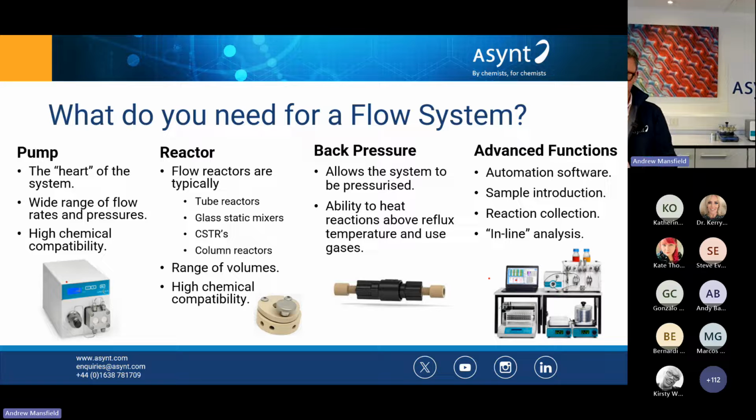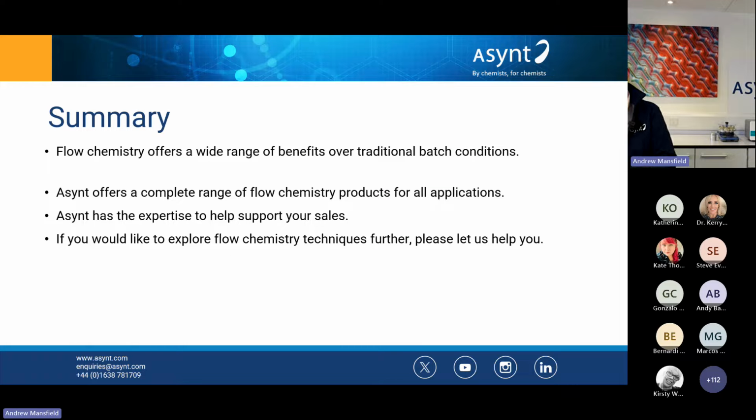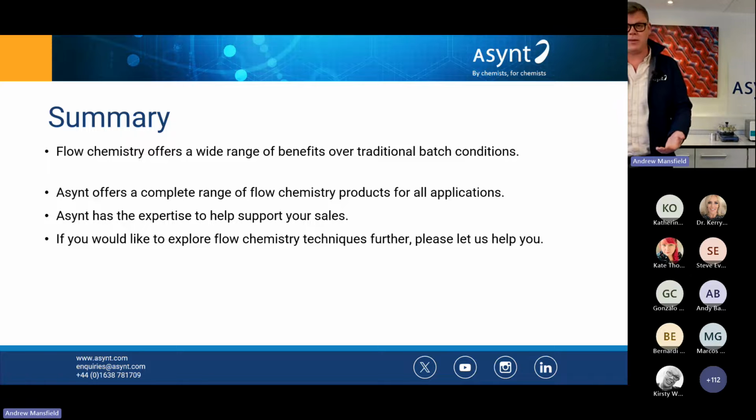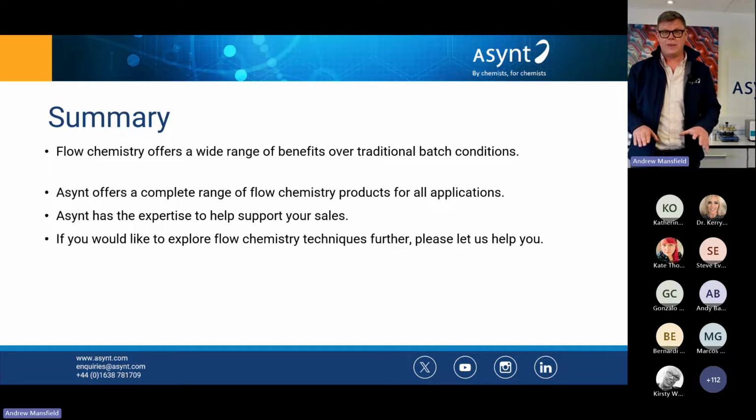So you can see it can get quite complex, but those simple 1, 2, 3-step reactions with a little bit of optimization are accessible. So I'm going to finish there, and just to summarize, flow chemistry is a useful technique. It's a really useful tool that can give us a number of benefits over traditional batch methods. So here at Asynt, we can offer you a complete range of flow chemistry products for most applications. We've got the expertise in-house to help you with that.